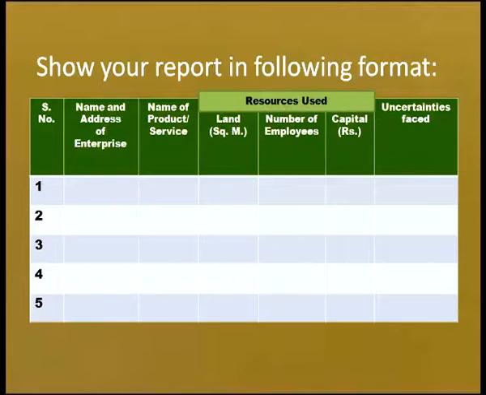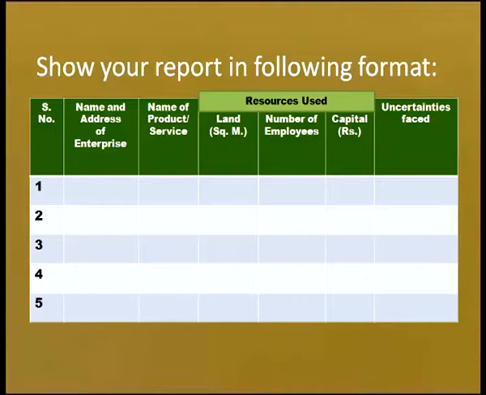So, for example, name of the product that you have seen: butter, sugar, cement, etc. And service from any professional: doctors, lawyers, engineers, chartered accountant, etc. And how much land area, you have to assess it. Then number of employees, if anyone is assisted by the professional, that also you can write. And capital invested by the business unit will be more. In the business also, manufacturing concern requires more capital and trading concern requires less capital.